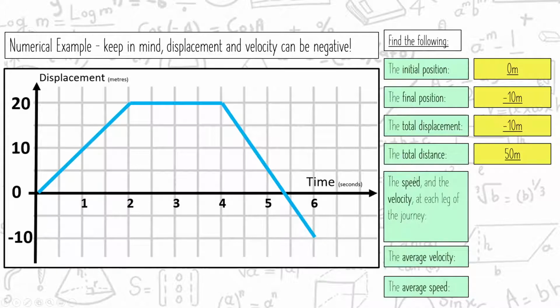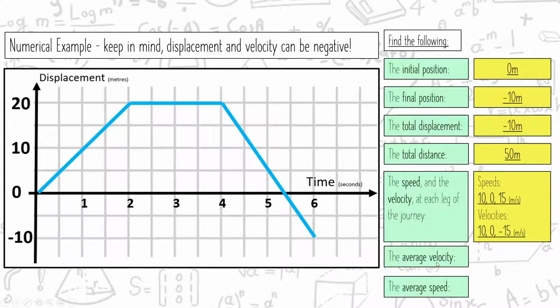Now, the speed and velocity will be similar, except for this last leg, where the speed will be positive, because speed's always positive, and the velocity is going to be negative. This first section here, we've travelled 20 meters in 2 seconds. 20 divided by 2 is 10. This middle section, there's no speed or velocity at all. The object's at rest. And then over here, we've travelled 30 meters in 2 seconds, which is a speed of 15, but it's a velocity of minus 15 because we've gone backwards.